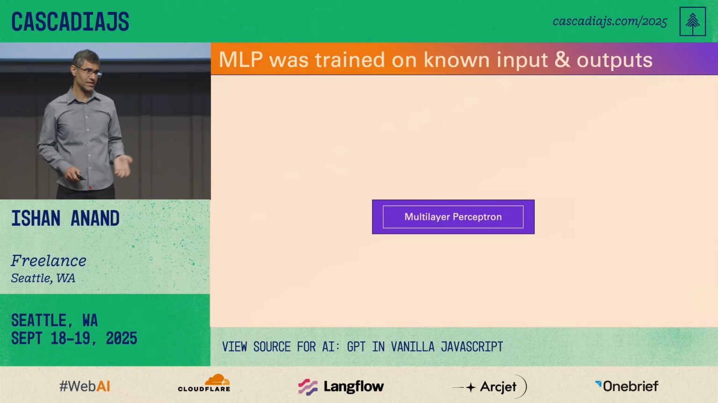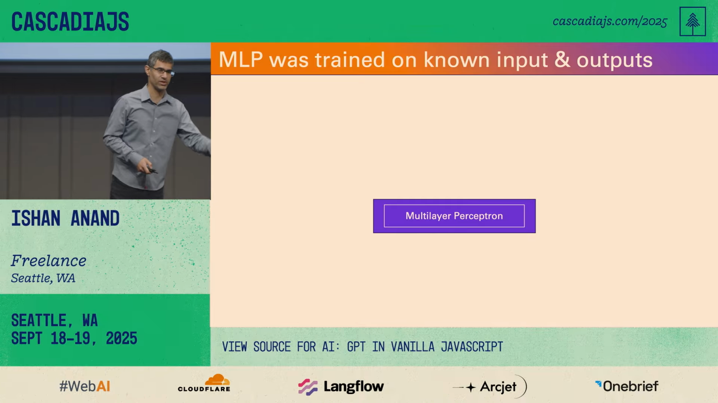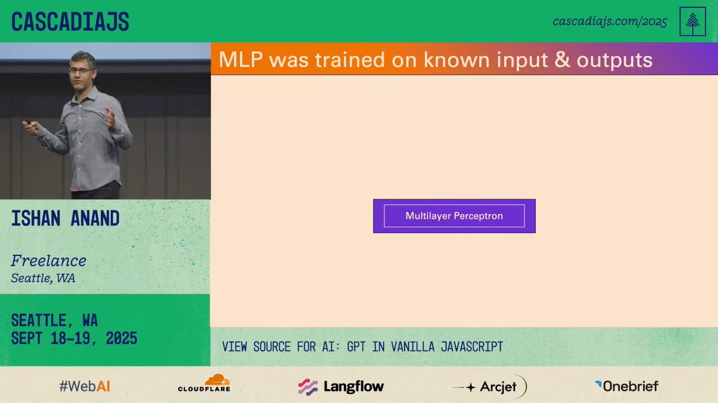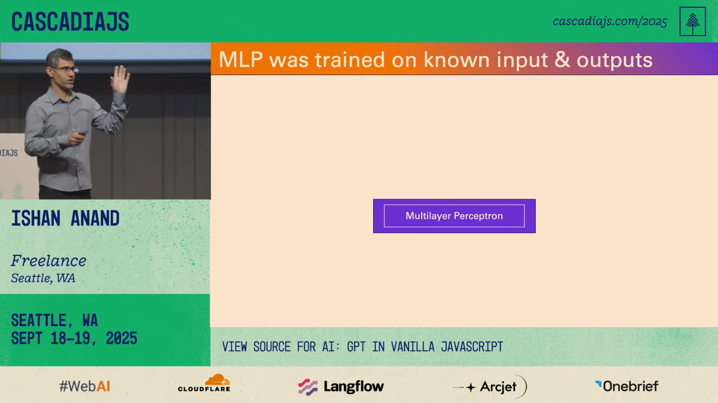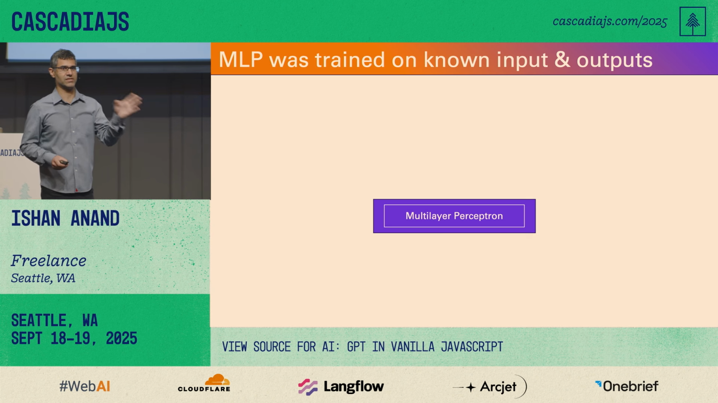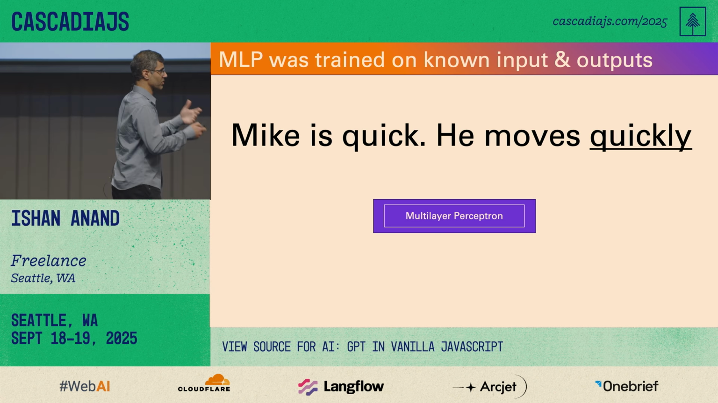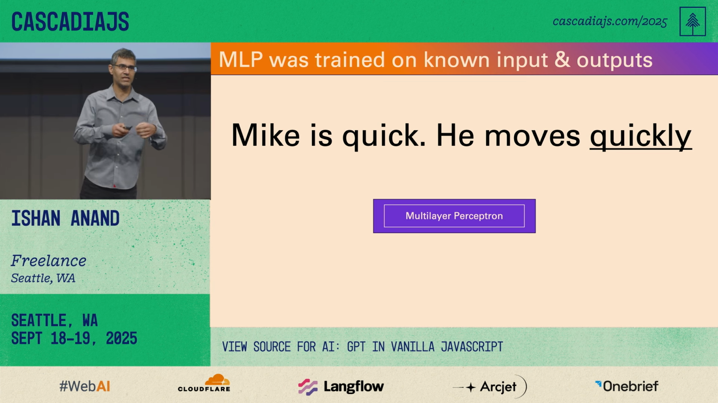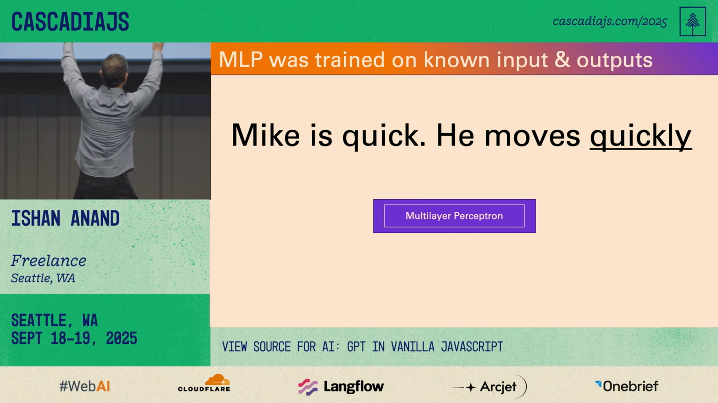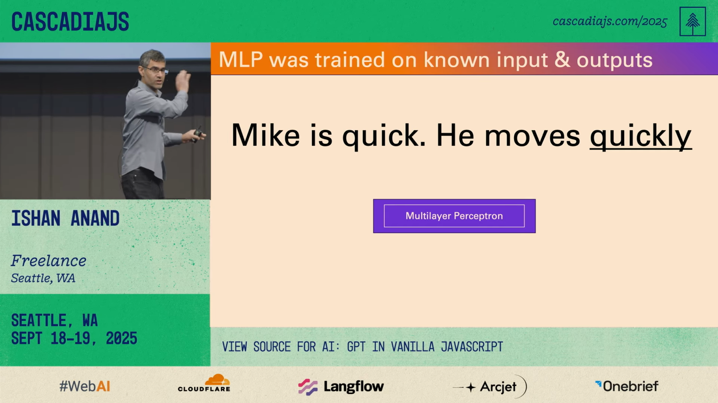So that gets us to the next step, which is the perceptron. This is where we're actually going to make the prediction of what the next word is. Now, the thing to know about the perceptron is it's really a great imitator. We train it with known inputs and outputs, and afterwards, if we give those inputs again, it will give us the output we trained it on. So during training, the MLP, or multi-layer perceptron, was given a list of known good inputs and outputs. Basically, there was maybe something like this on the internet: Mike is quick, he moves quickly. So no, quickly was already there.